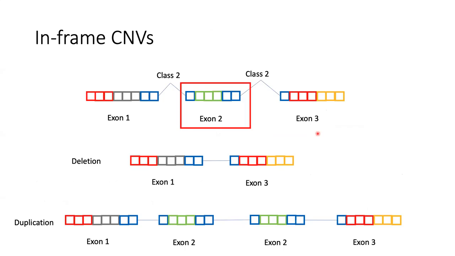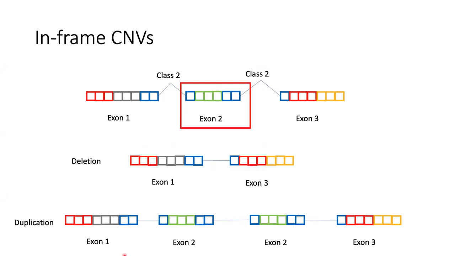So here I have examples of in-frame CNVs. As you can see here, you have a phase two intron, so there are two nucleotides in the 5' exon, and then you have deletion of exon two. So you have class two on this side, and then exon two also has two nucleotides at the end of the exon, so that intron is also class two. Since those two are the same class, it would lead to an in-frame deletion. So as you can see here, there is an amino acid, then another amino acid, and then two nucleotides. The intron gets spliced out, you reconstitute maybe a different amino acid, and then you continue with your normal reading frame.